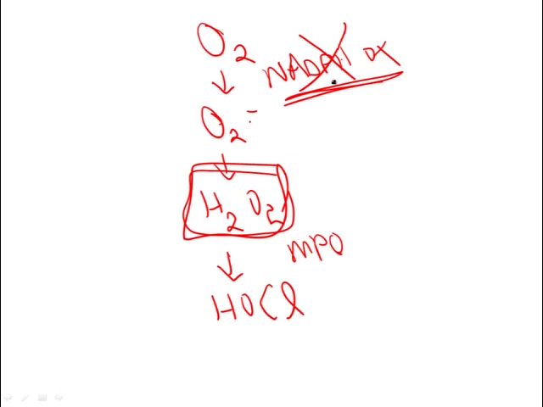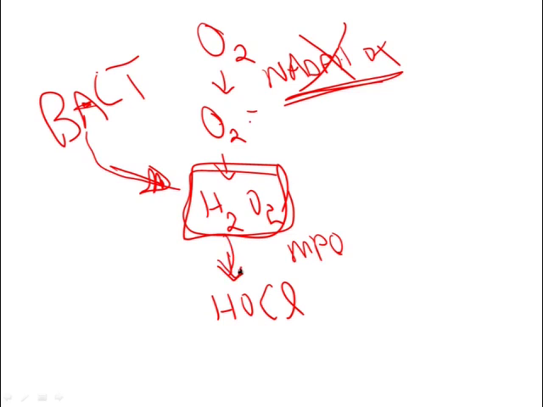There actually is another way by which this hydrogen peroxide can be generated to form the bleach. And that is that most bacteria naturally produce a little bit of hydrogen peroxide. So if we're lacking NADPH oxidase, we could simply grab the hydrogen peroxide from the bacteria, and then produce bleach that way. And so patients who have chronic granulomatous disease really don't have a problem with most organisms, because most organisms are going to have hydrogen peroxide, and that hydrogen peroxide can be converted to bleach.